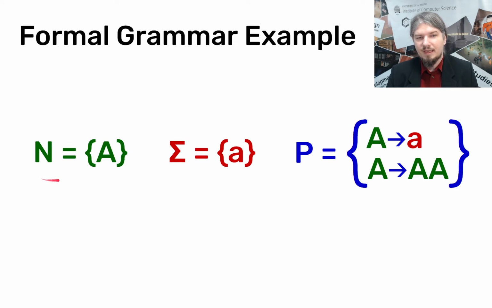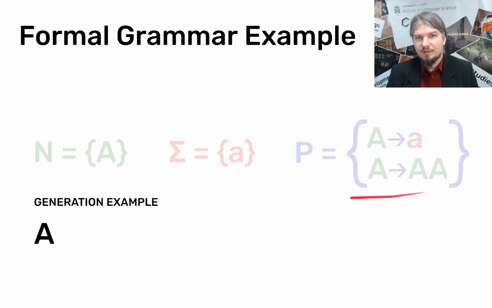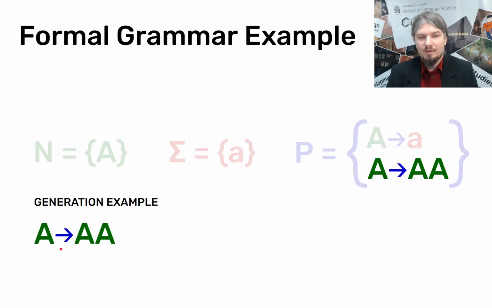So let's say we have a set of non-terminal symbols that consist of a capital A, a set of terminal symbols that consist of a lowercase a, and 2 production rules. One transforms the capital A into lowercase a, and another transforms the capital A into 2 capital A's. We start with a starting axiom capital A, and now we can choose what production rule we apply. So let's apply the second rule that transforms this capital A into 2 capital A's.